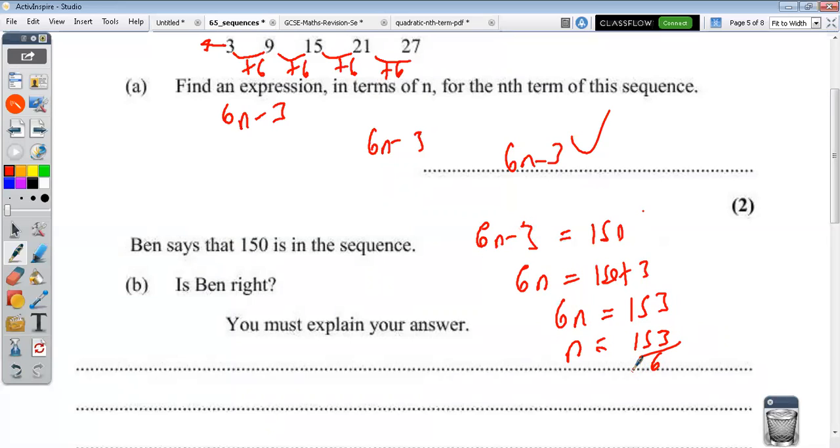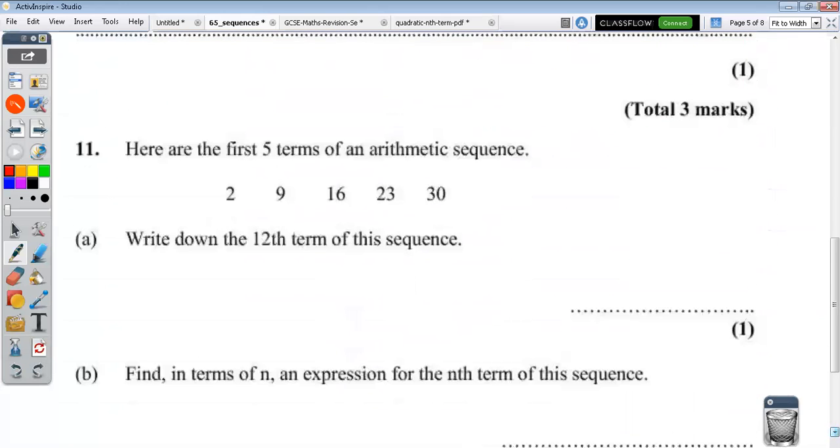Maybe I'm wrong. Oh, I'm correct. It's not a whole number. It's 25 point 5. So it's wrong because we cannot have n as a fraction, clear? Or as a mixed fraction. N should be a whole number. The position can only be a whole number, clear?